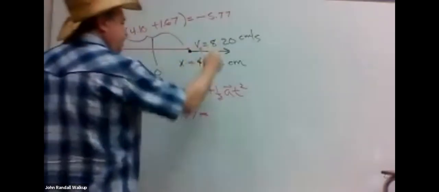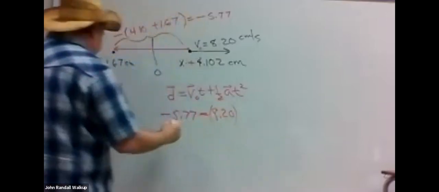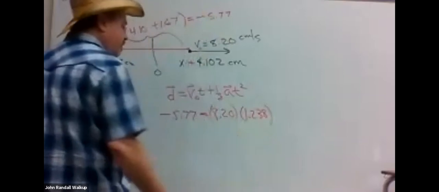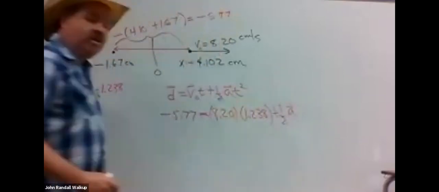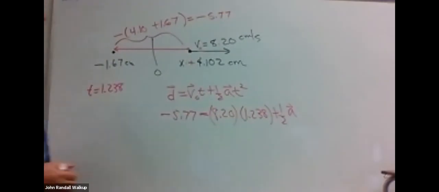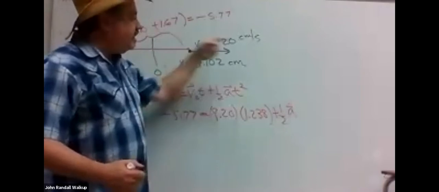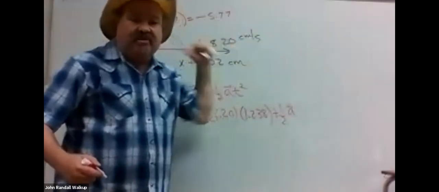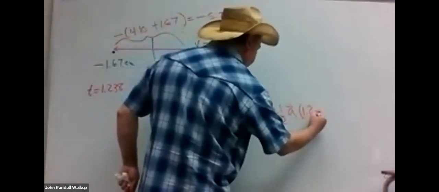v naught is 8.20 times the time plus 1/2 a. I'm going to leave the vector on top and not assume I know the direction, although I can tell you right now it's got to be in that direction. If the object was accelerating in this direction with this velocity, it has to go faster and faster and faster in that direction. We'll never go in that direction. Okay, times t squared.